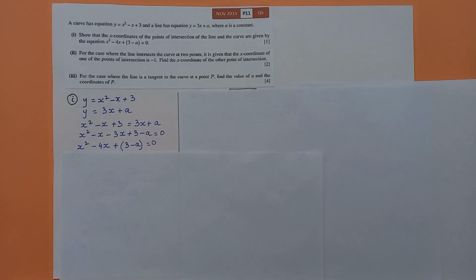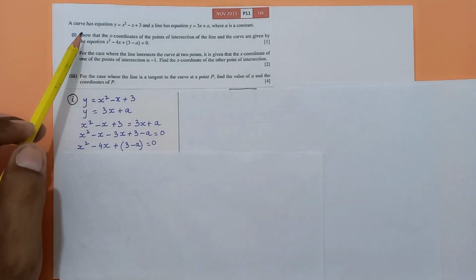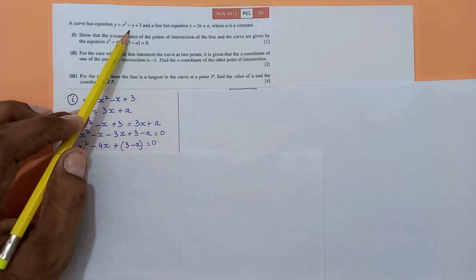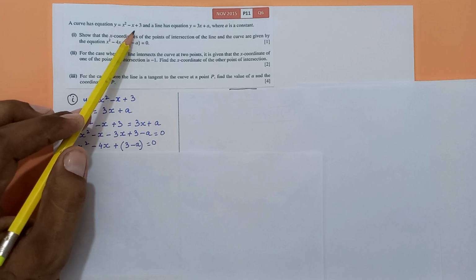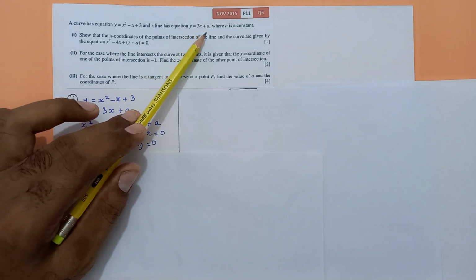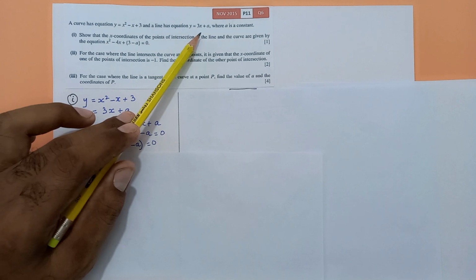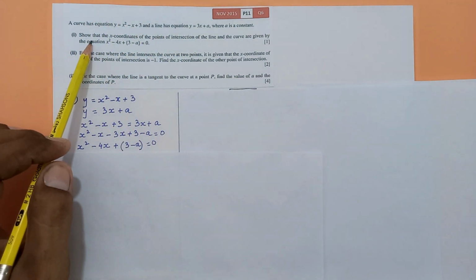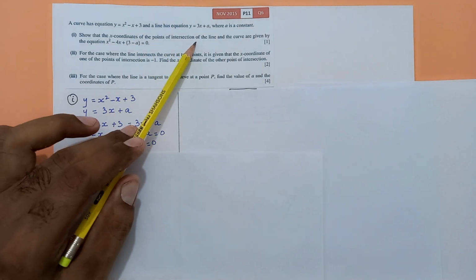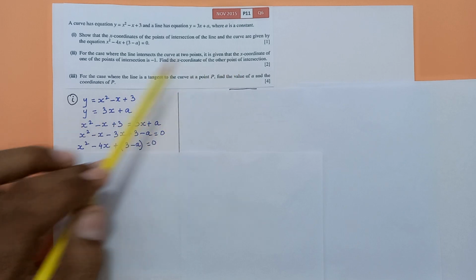Hello everyone. We have a question which says that a curve has equation y equals x squared minus x plus 3 and a line has equation y equals 3x plus a. So basically we have the equation of a curve and the equation of a line. According to the first part, show that the x coordinates of the points of intersection of the line and the curve are given by this.